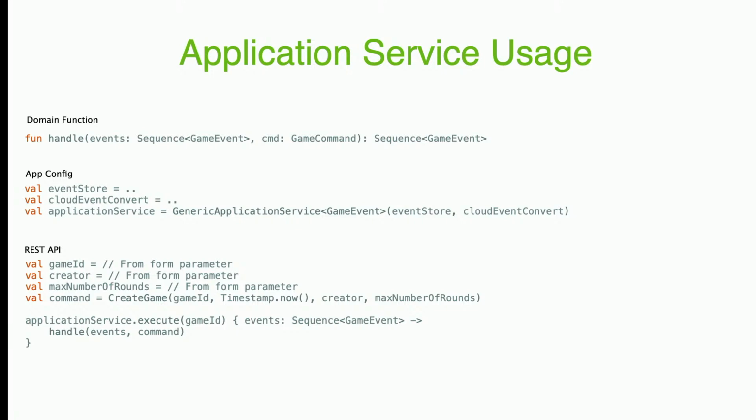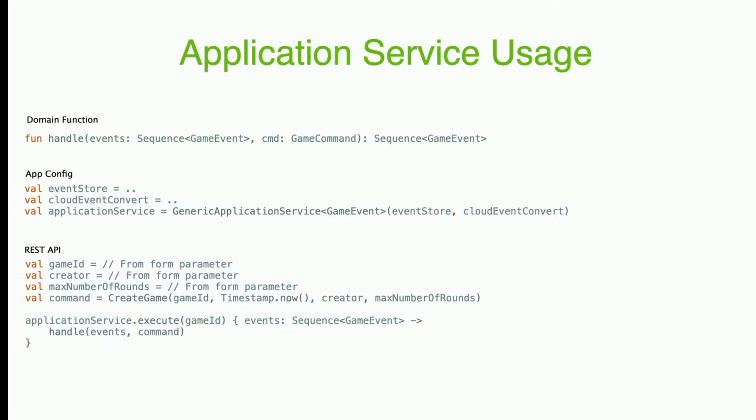You get your current events, and all you do is call your handle function. This will return events, so it complies with the function that we saw on the previous slide. It will store the new events for you, and make sure that it uses optimistic concurrency control and recovers. But you can easily write this yourself.